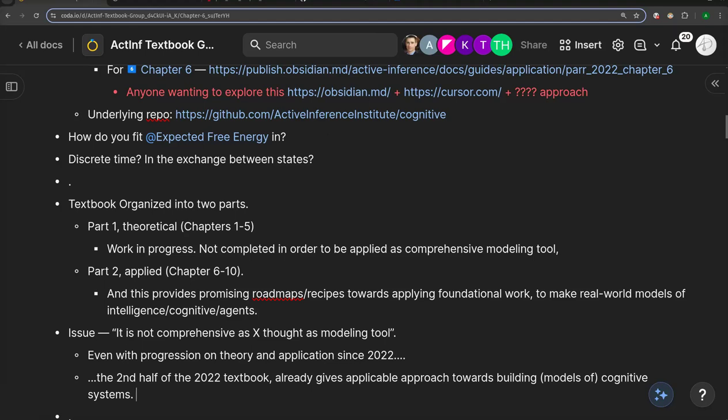Thank you, Ali. Great. Anyone else want to share where they're at as we head into this part of the textbook?